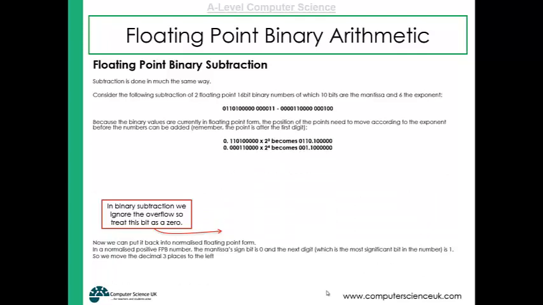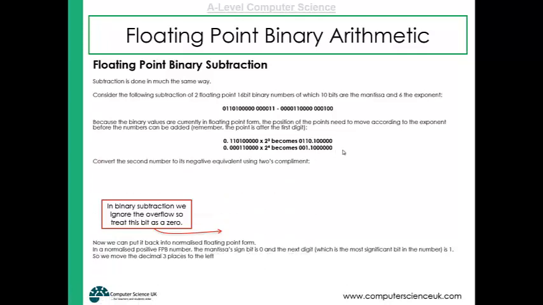So if we want to take away that second value, let's first of all have a look to see what those values are after we've moved the decimal points according to the exponents. So the exponent in the first floating point number is 3, and it's 4 in the second one. So if we move the decimal point 3 places to the right, in the first value we get 110.1, and if we move it 4 places to the right in the second floating point binary number, it becomes 001.1000.